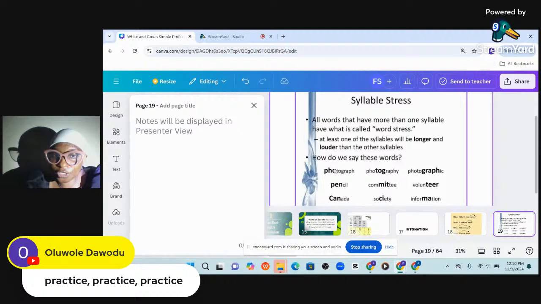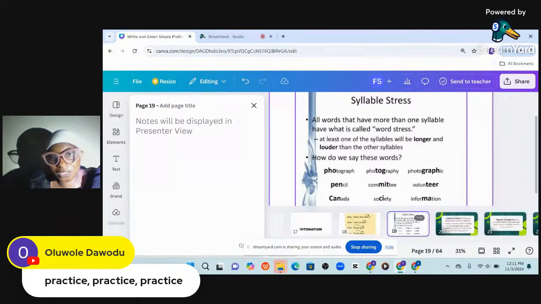The first one I have is photograph. Photograph. In that word, I'm stressing the first syllable. Photograph has three syllables. Remember, I should not say these three syllables with the same energy. If I do that, it means that I'm speaking the English language like I will speak my native languages, but that is not allowed. So what I need to do is to speak English like English. And to do that, I must stress the first syllable. Photograph, not photograph.